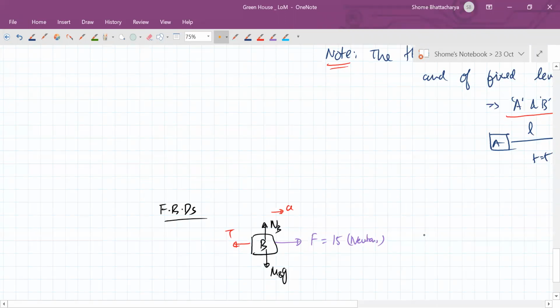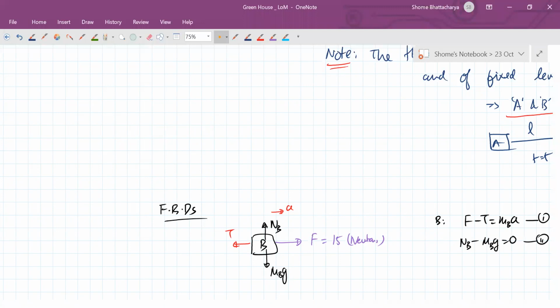Okay, so the equations for block B become F minus T is mass of B into acceleration. That's equation 1. And normal reaction acting on B balances the weight. That's equation 2. Now likewise, the free body diagram of block A, how is that looking now? Horizontally there's only one force acting on it, tension, and it has the same horizontal acceleration. Vertically, of course, there are two forces which balance each other. So the weight of this block is balanced by the normal reaction that the ground is applying.